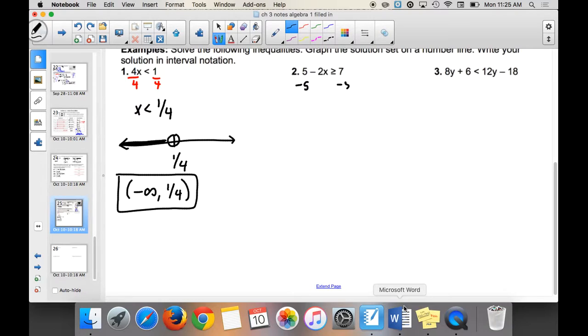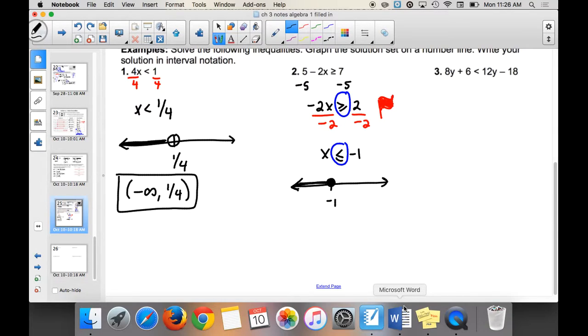So I'm subtracting 5, subtracting 5. I have -2x is greater than or equal to 2. I'm dividing by -2. When I divide or multiply by a negative number, that's when it's important. I always call this the red flag rule. So I'm drawing a little red flag. So what do I have to do? When I solve, it's not x is greater than or equal to negative 1, it's x is less than or equal to negative 1. So you have to flip that sign. So x is less than or equal to negative 1. We have everything on the left of negative 1.